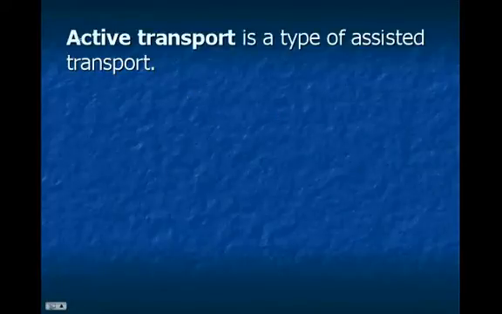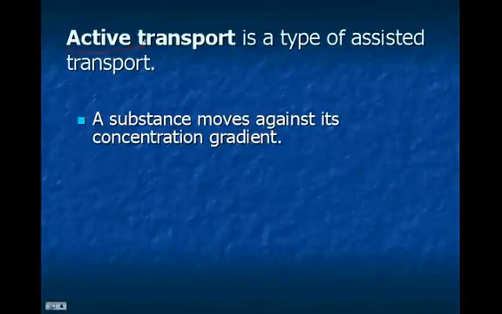Now let's talk about active transport. We kind of already have talked about this. Active transport is another type of assisted transport, except this time we're moving something against its concentration gradient. So we're moving something from an area of low concentration, and I'm going to abbreviate it, this is my abbreviation for concentration, you'll see they use it in chemistry, to an area of high concentration.